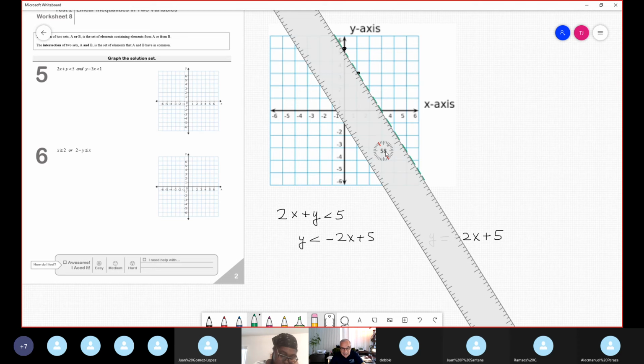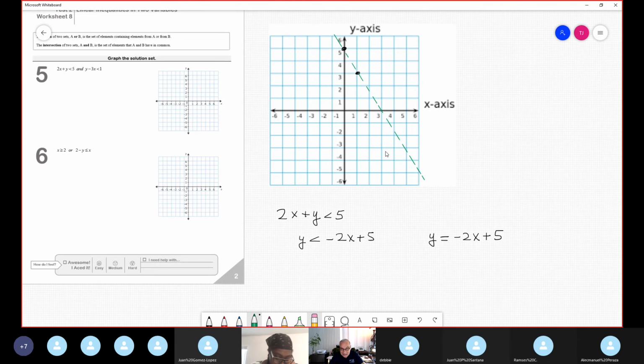Okay. I did the line. Now I need to represent the inequality. I shade. What part do I shade? Below or above the line? What semi-plane? Below the line. Why below? What is the reason it's below? Because it's less than. Exactly. Because it's less than, I shade that part.